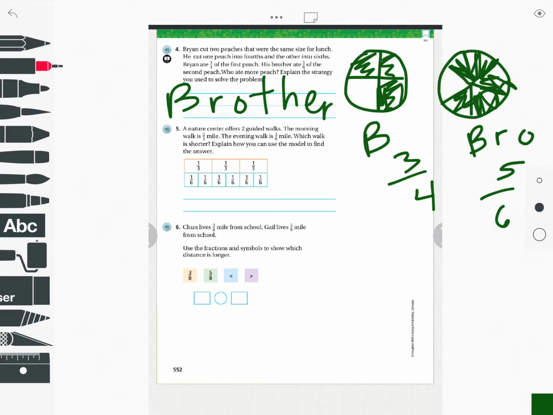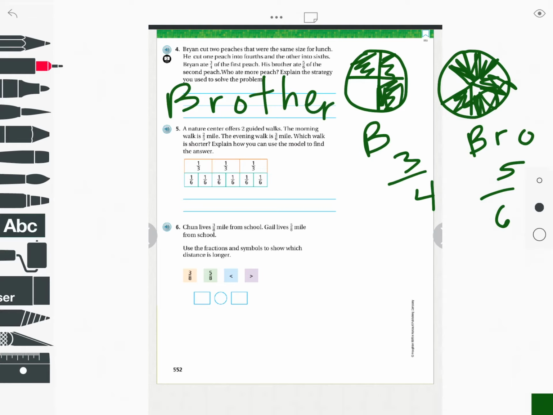And they want to know how I know that. Well, I can say that I drew a picture and I can see more is shaded for the brother. Or I can do the missing piece. I know 1 piece is missing from Brian, 1 from the brother. I know that 1/4 is actually... and I can compare it to 1/6, and 1/4 is a bigger piece. So I know that the brother, he ate more.